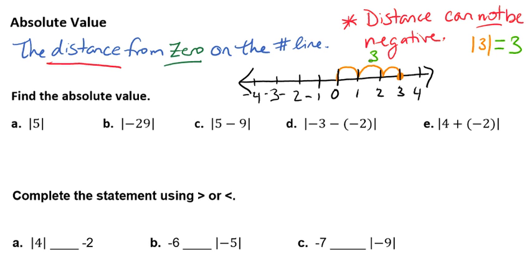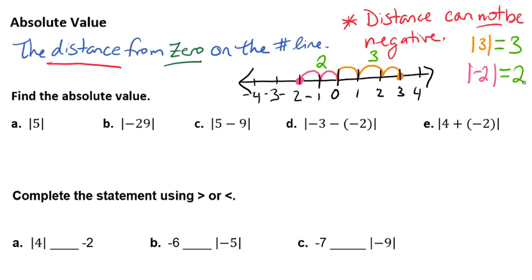Now, if I was looking at, let's say, the number -2, and I wanted to know what is the absolute value of -2, I would have to count how many spaces I am from 0. That's 1, 2. So that is 2 spaces away from 0, which means the absolute value of -2 is 2.